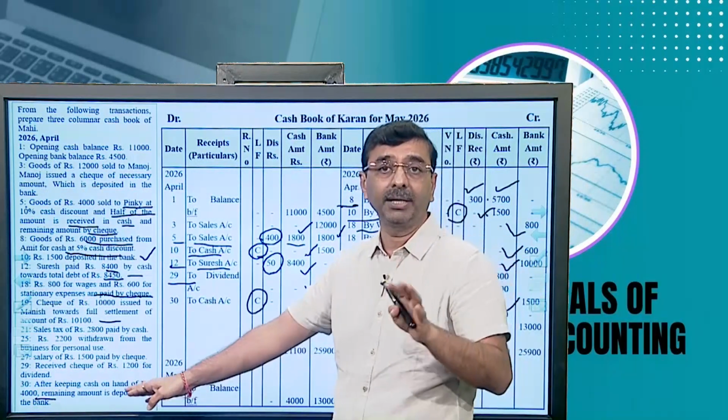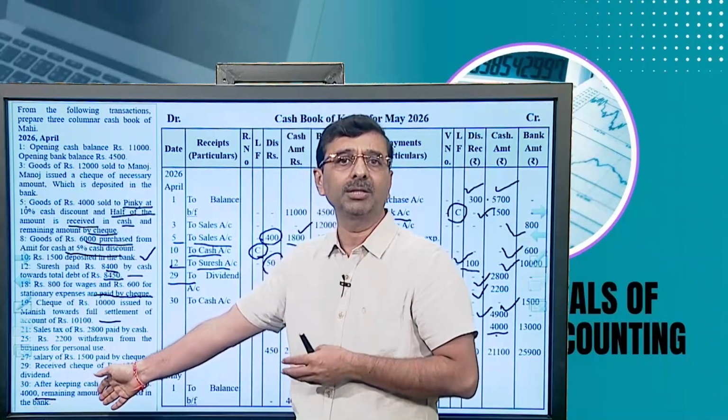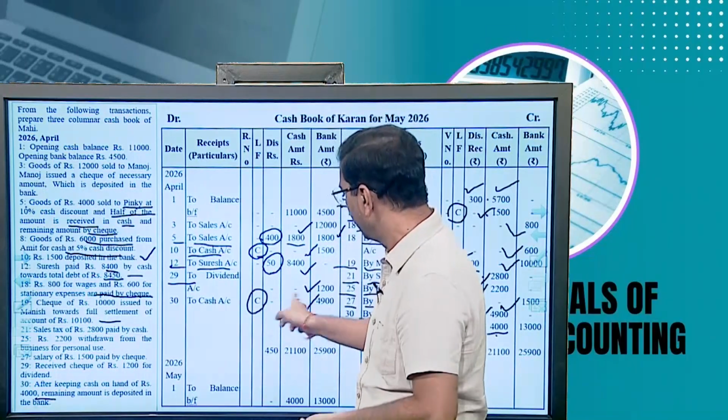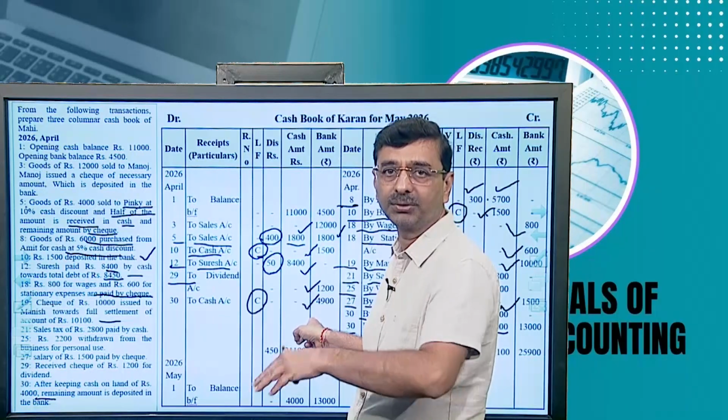This is the hidden entry of this transaction, because they mention very clearly how much cash balance you have to maintain, and the remaining will be deposited. So how much we will deposit in the bank, that is the balance. Excess balance of cash is deposited in the bank.